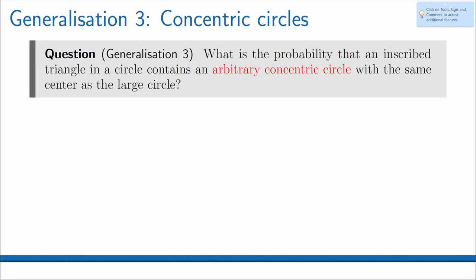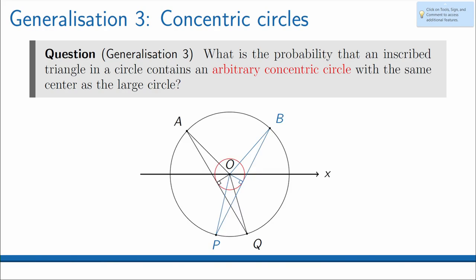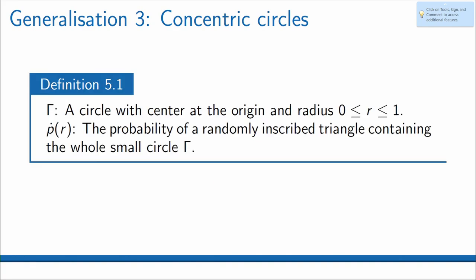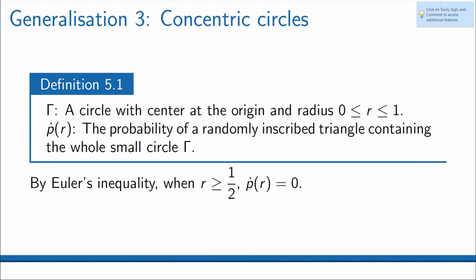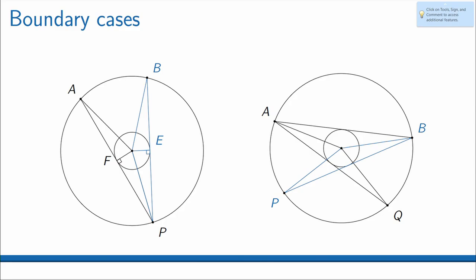And now we'll move on to the third generalization, which considers an arbitrary concentric circle, which is the red circle here. And we define similarly the probability function PR. And by Euler's inequality concerning the circumradius and inradius, we get this simple bound, which is that when R is larger than 1/2, the probability is 0. And we'll consider two boundary cases this time.